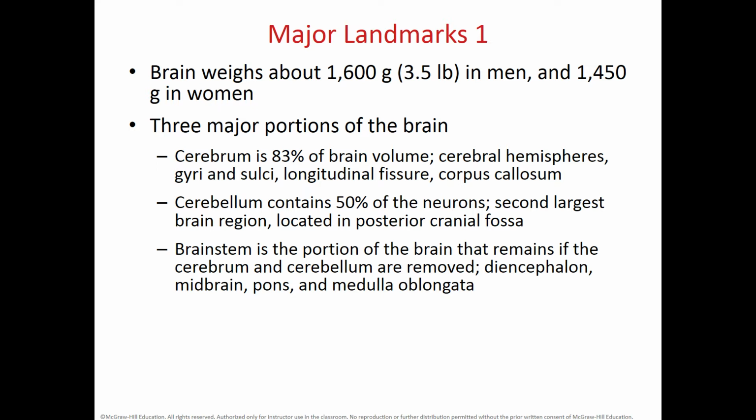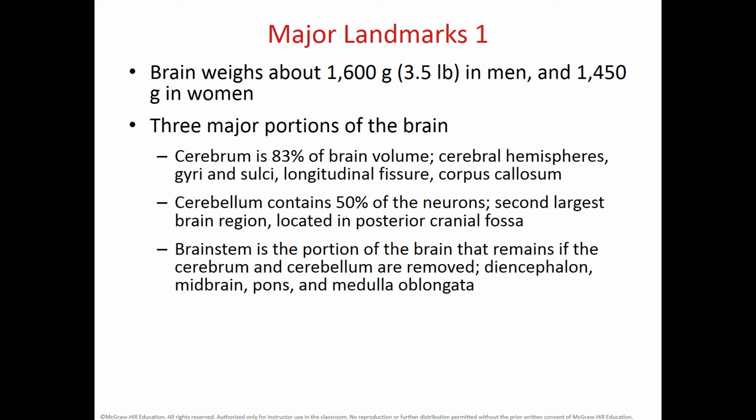Within the cerebrum we have the cerebral hemispheres, gyri and sulci, and a longitudinal fissure that divides the cerebrum into two hemispheres. And then we have an inner connection called the corpus callosum that connects these two cerebral hemispheres.